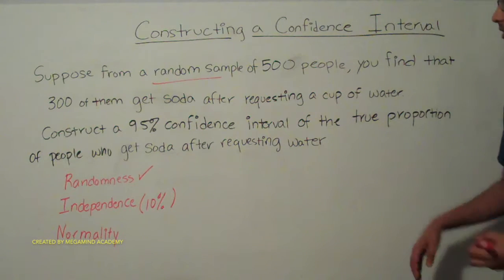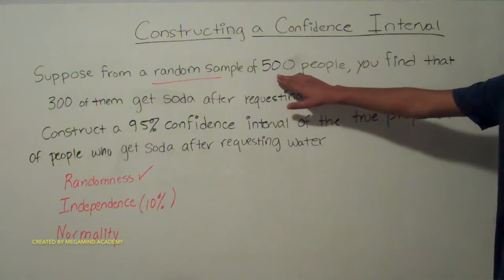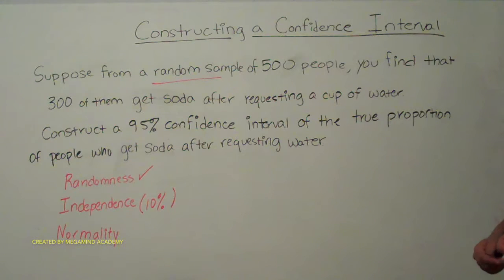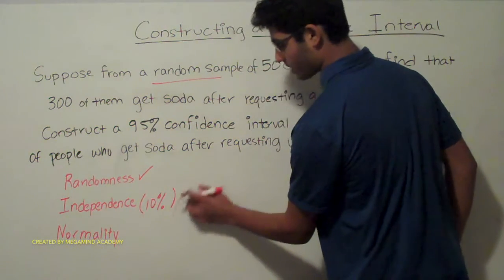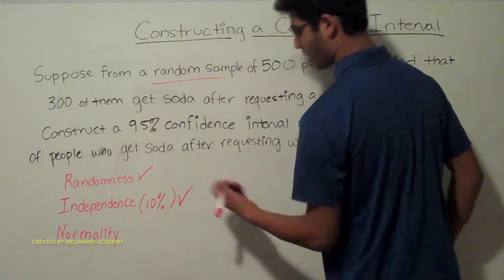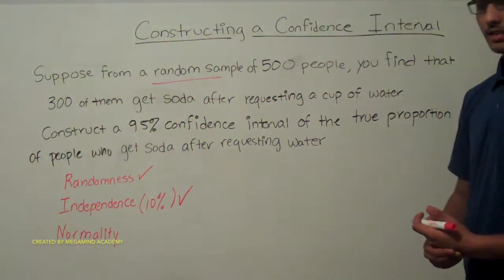Okay, so we know that 500 for sure is going to be less than 10% of the people who request a cup of water. That's just common sense. So we can state that, but in this case, because we're a little limited on space, we'll just put a check mark. And then normality.